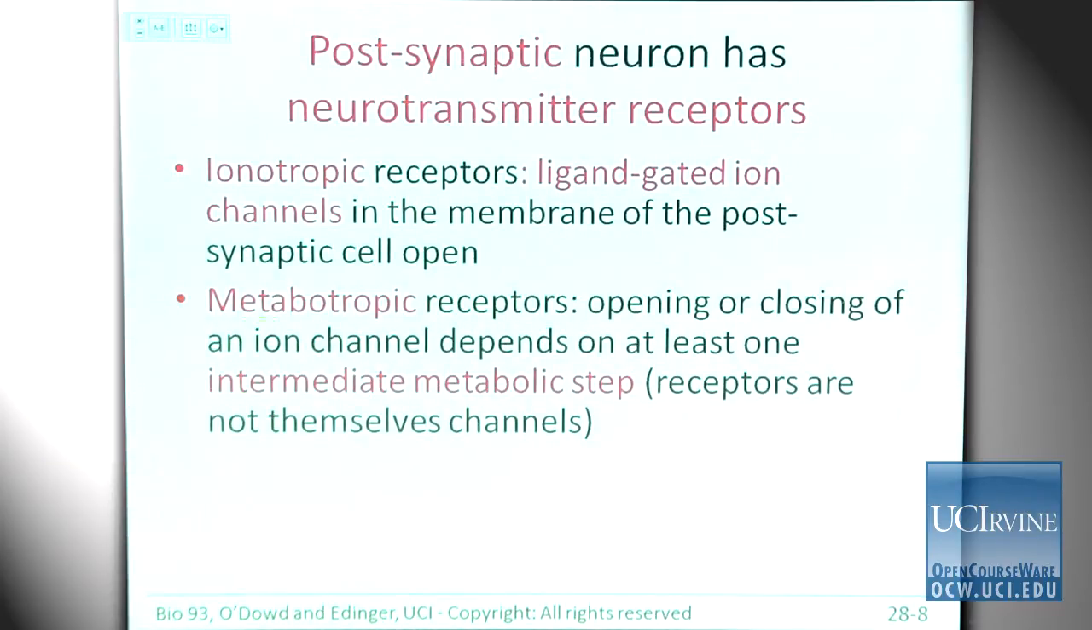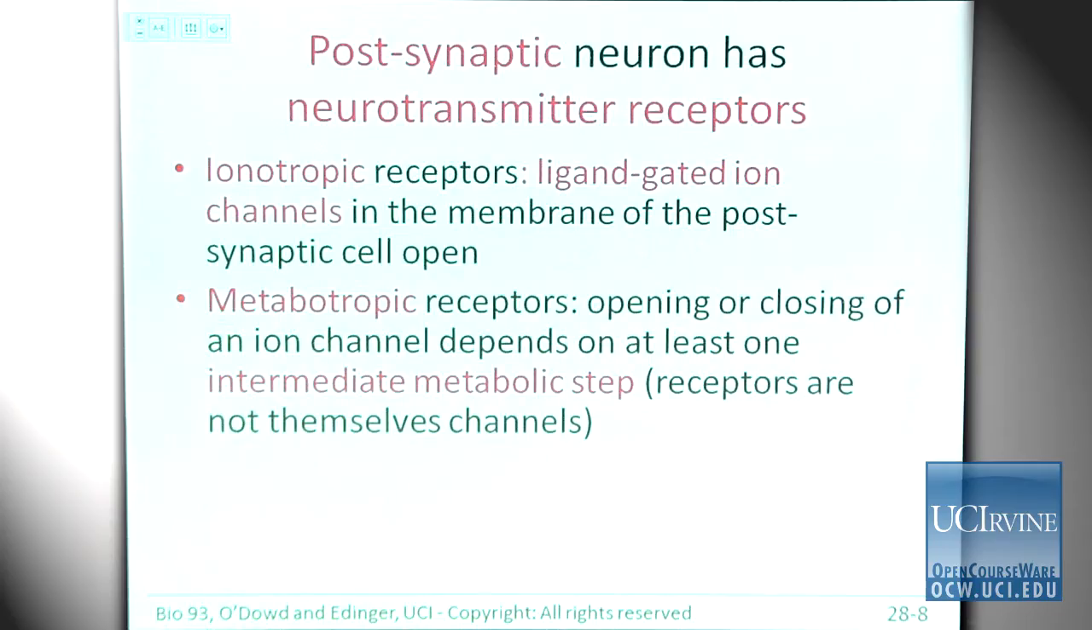You can also have metabotropic receptors, and these are a little bit different because the ion flow depends on an intermediate step. The receptors themselves are not ion channels. They work through an intermediary. So, for example, a G protein. When the neurotransmitter binds the metabotropic receptor, that might activate a G protein, and then the G protein would cause the opening of an ion channel.